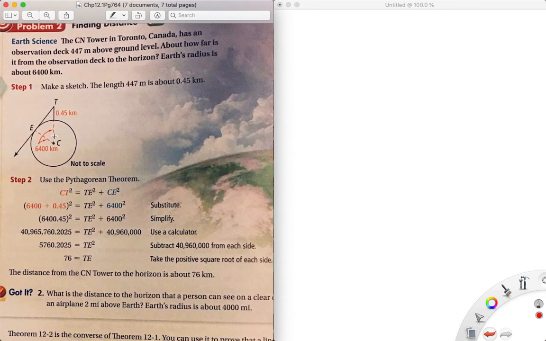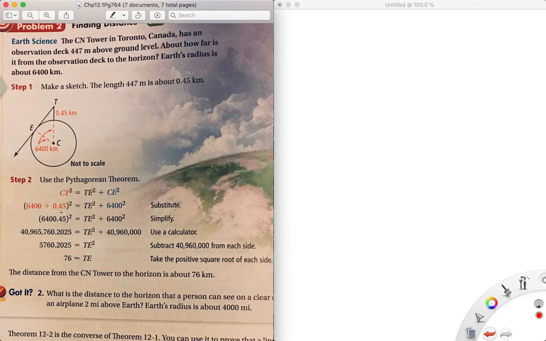We have the observation deck here, and here's the radius of the Earth, basically. So we have the radius of the Earth plus the observation deck. The line from the top of the observation deck to E is the point of tangency, so this angle is 90 degrees. That means the 0.45 kilometers plus the 64 is going to be the hypotenuse of this triangle, which is where we get this equation.